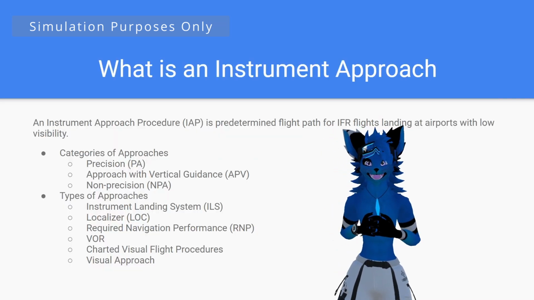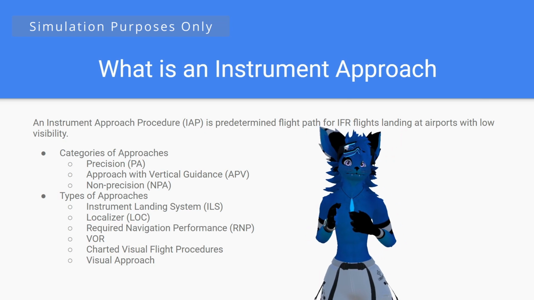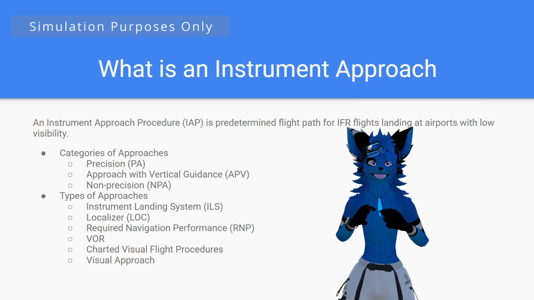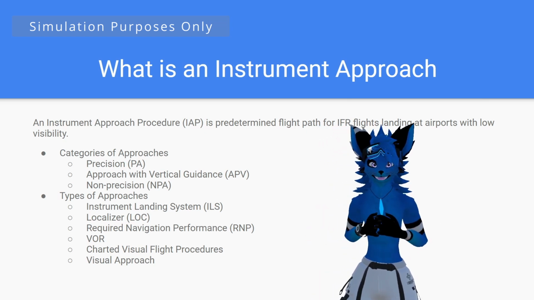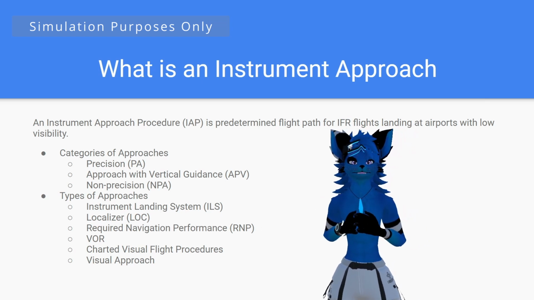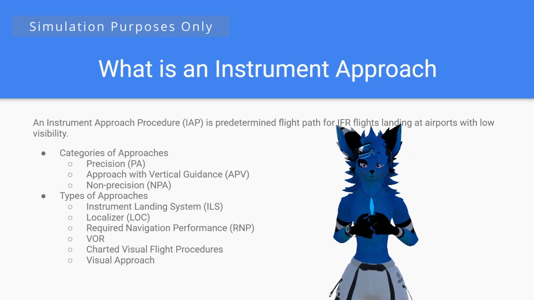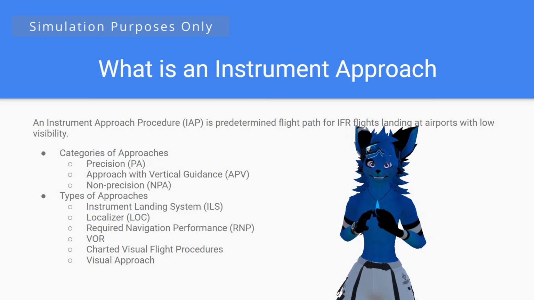So what exactly is an instrument approach? Instrument approaches are predetermined flight paths for IFR flights landing in an airport where the visibility is very low. These procedures are how pilots are able to get down to the airport and at times may not see the runway until the very last second.